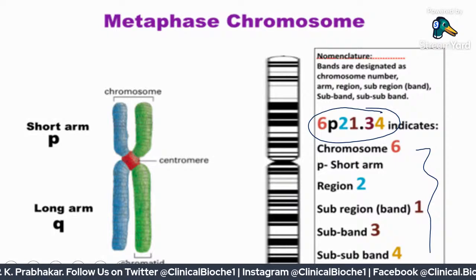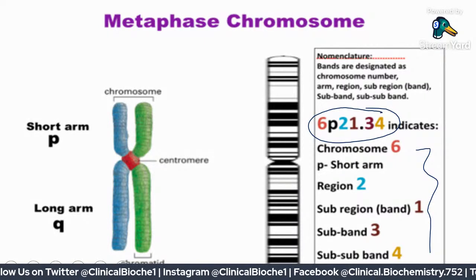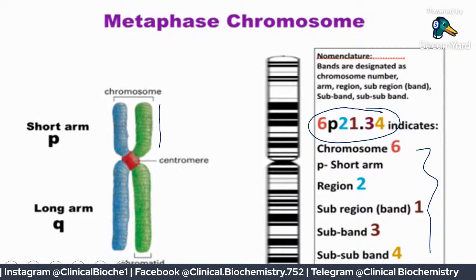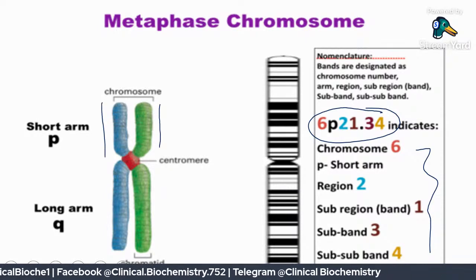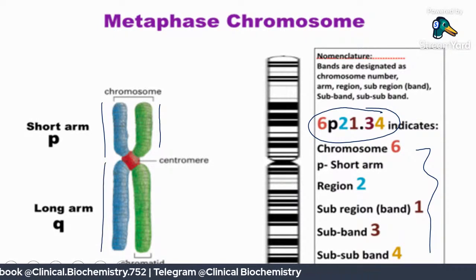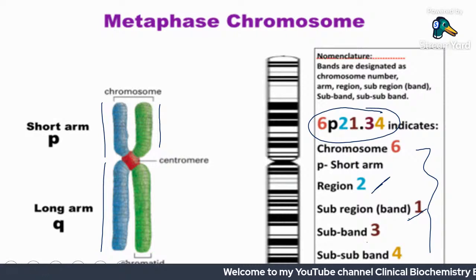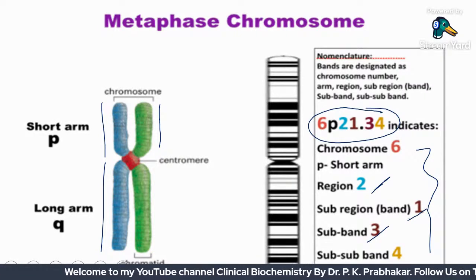Chromosomes are divided into chromatids. Chromatids are divided into long arm and short arm. Like this is the P arm, short arm. This is the long arm, Q arm. Arms are divided into different regions. Regions are divided into bands or sub-regions. Bands are divided into sub-bands. So these are sequentially further divisions.